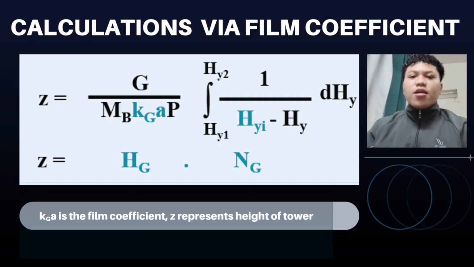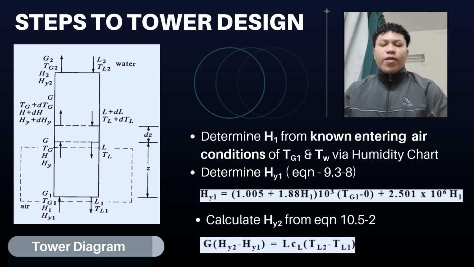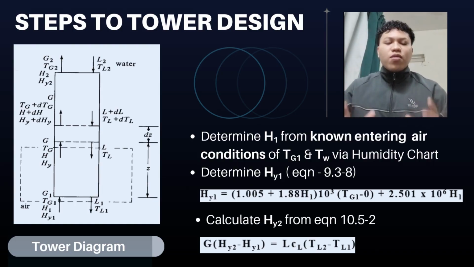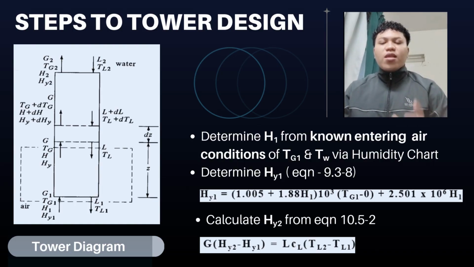As we can see, the equation has two parts, which is Z equals Hg times Ng. Hg usually depends on the gas feed flow rate, or the air, whilst the Ng is to be determined using graphical methods. For the first step of design, we need to know the entering conditions of the tower. In this case, the dry bulb and wet bulb temperatures of the entering air are known, so we can use the humidity chart to obtain the humidity value.